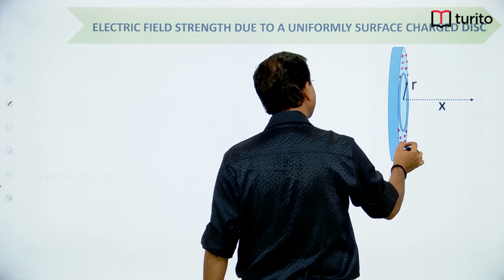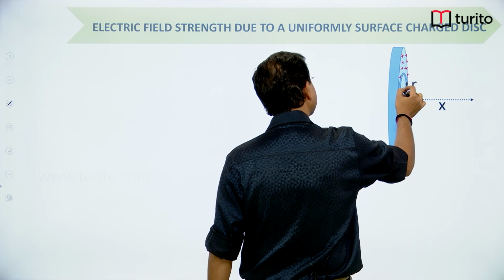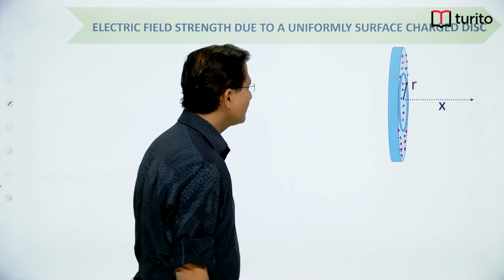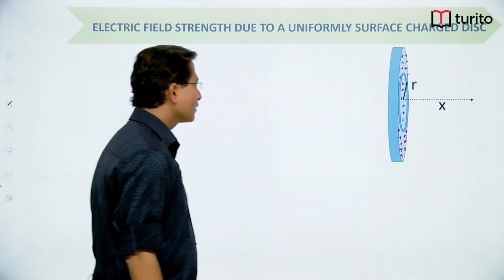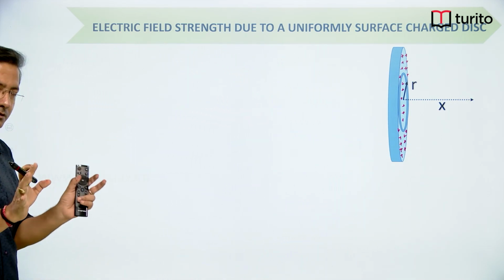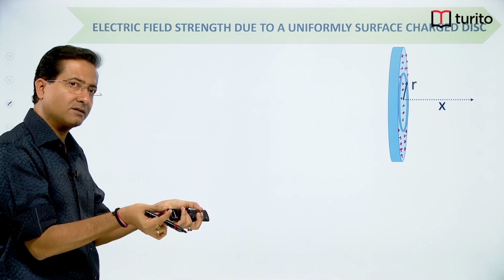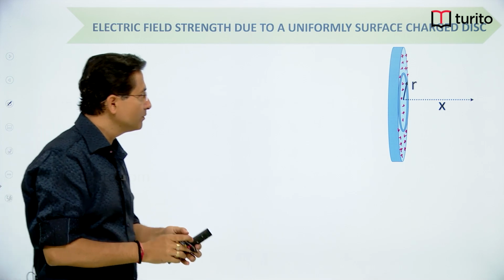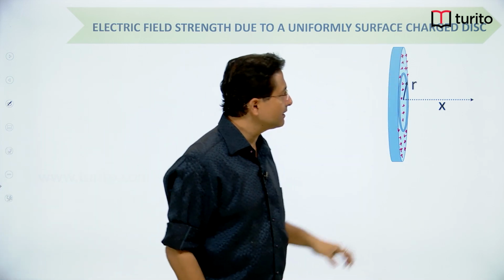So, charge is distributed only on this surface, only one side, right, this way, and due to this distribution I want to find out the field at this particular point. So, I can assume this whole disk is made up of rings of different radius.